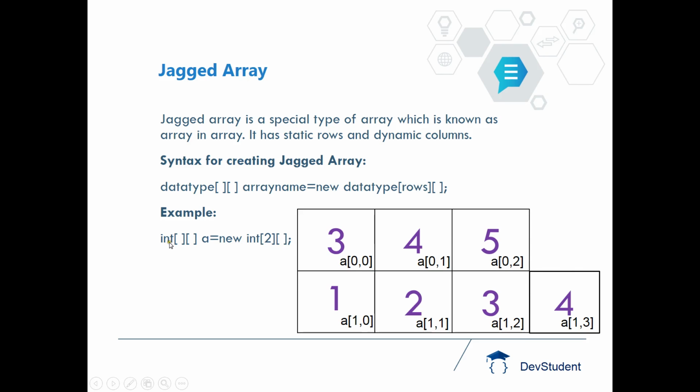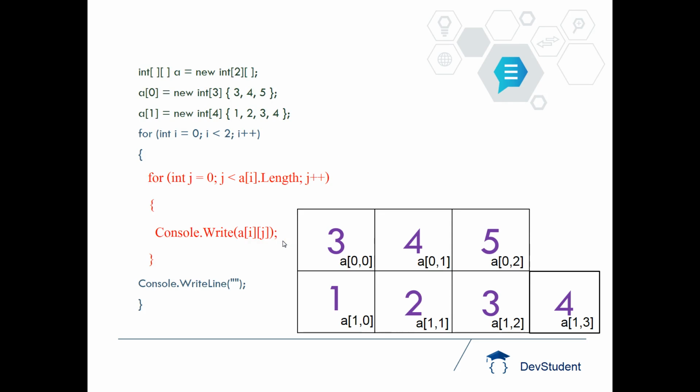In this, int is the data type. That means all the elements in a jagged array should be of int data type. a is the name of the jagged array. Again int is the data type of the array, and 2 is the number of rows. We are going to have 2 rows, but the columns are dynamic in nature. So this is the program for creating this jagged array.